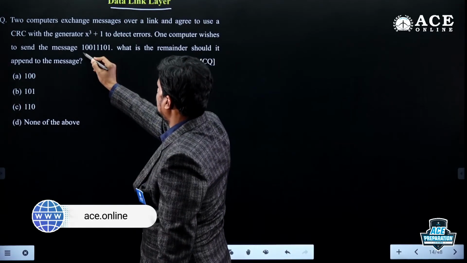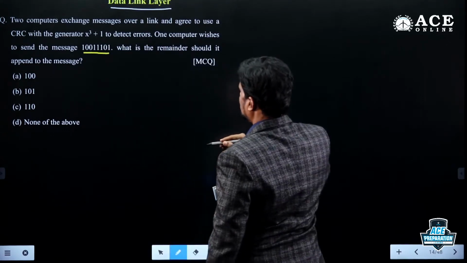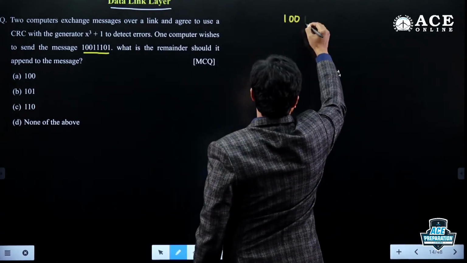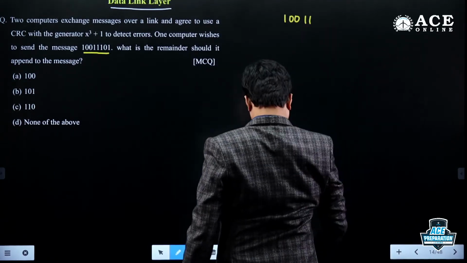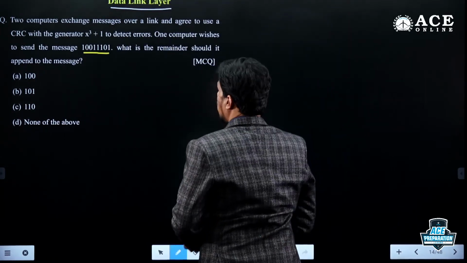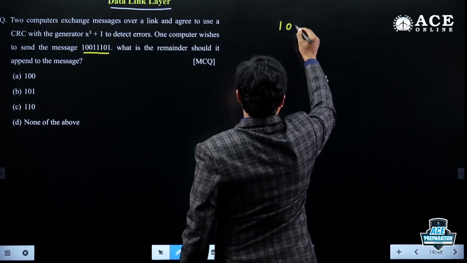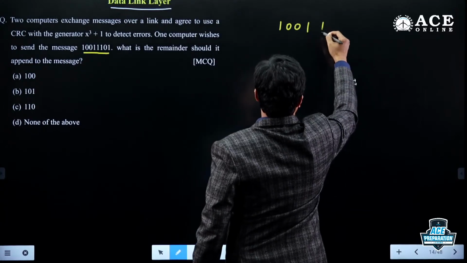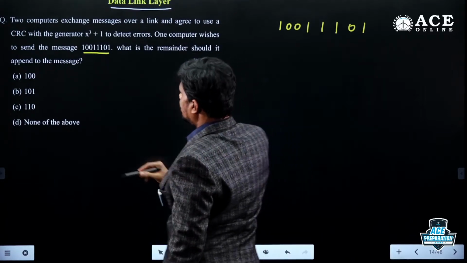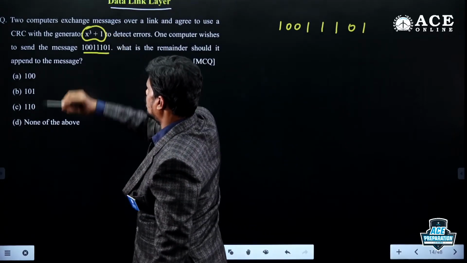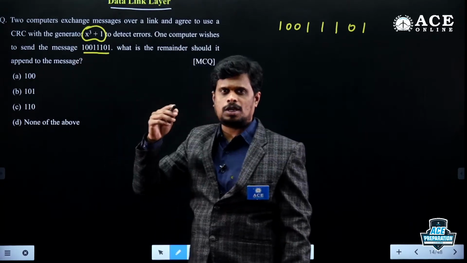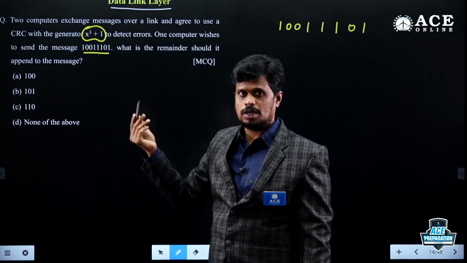What is the message it has given? 1001101. So 1001101, right? One double zero triple one 01. And what is the generator polynomial it has given? X cube plus 1. So the message is in terms of binary, but the generator polynomial is in terms of polynomial type.